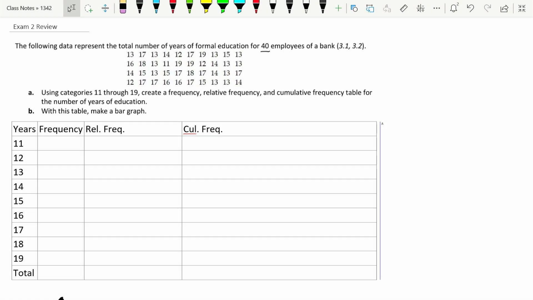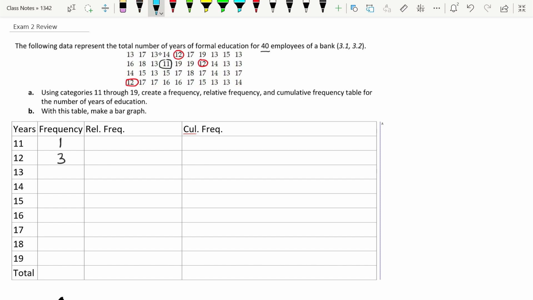In this example, it's asking us to create a frequency, relative frequency, and cumulative frequency table for the values given. And these values represent the total number of years of formal education for 40 employees of a bank, ranging from 11 to 19. So we start with frequency. And for frequency, we go through and we count up the number of times that those values show up in the data. For instance, 11 only shows up once, but 12 shows up 3 times, so the frequency is 3.